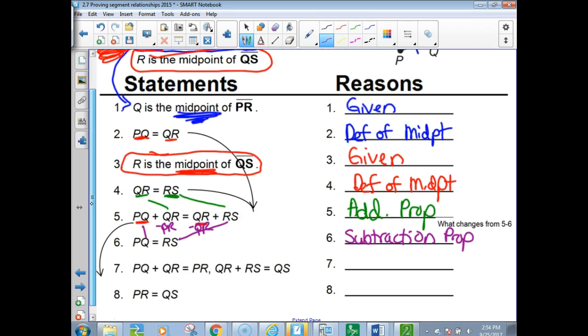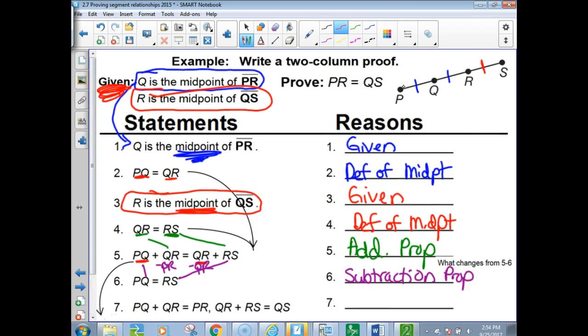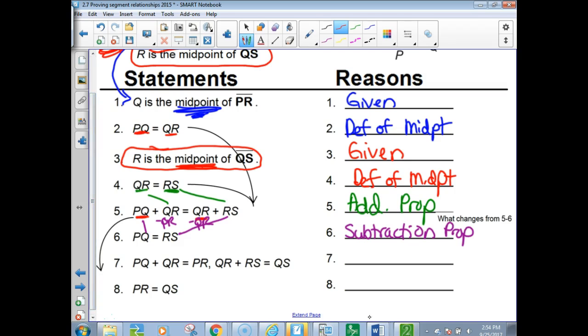Okay, then they went and said, oh, well, if you take segment P or distance from P to Q plus Q to R, you get a whole P to R. PQ plus QR equals PR. They're taking two pieces and putting them together to get a bigger one. We just mentioned today what that's called. We've actually talked about it many, many times, but today I said you're going to use it a lot. If you add two segments to get a bigger segment, it's called segment addition postulate.